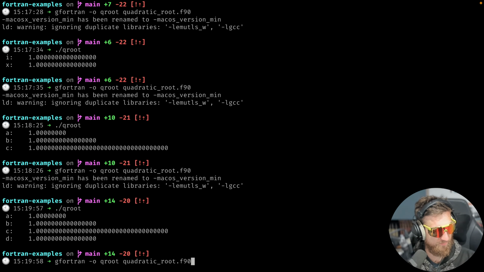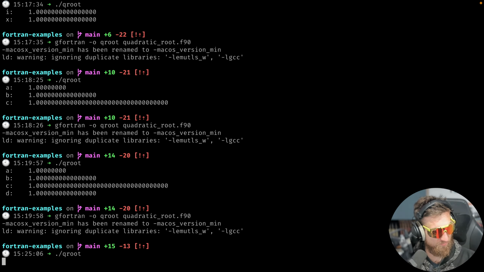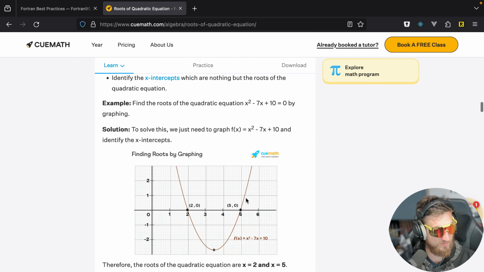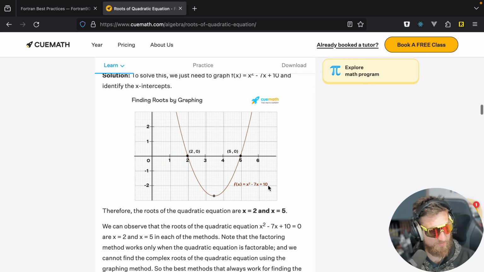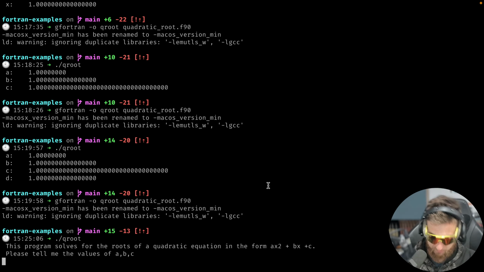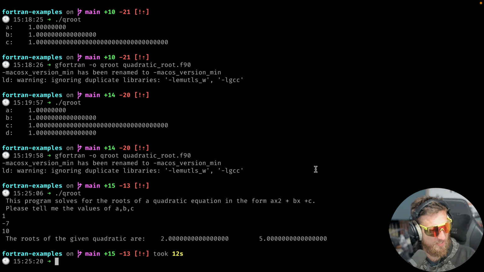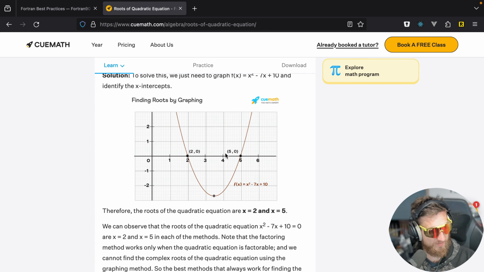Let's compile this, see if it compiles. It does. Let's run it. I wonder if this site gives me some examples. What is this quadratic? X squared minus 7x plus 10. So 1, minus 7, 10. Just enter our input like this. That reads them in. The roots of the given quadratic are 2 and 5. How does that check? 2 and 5.